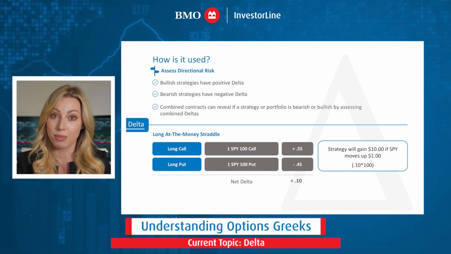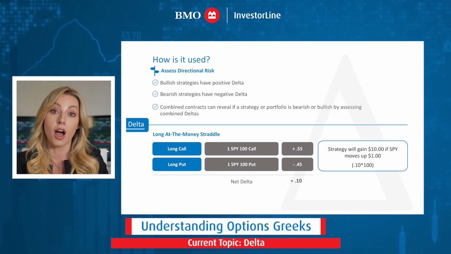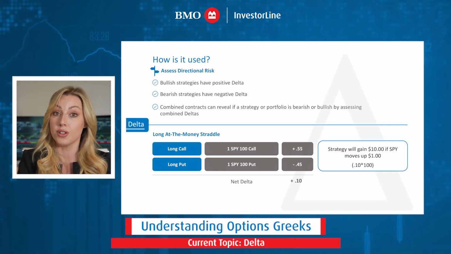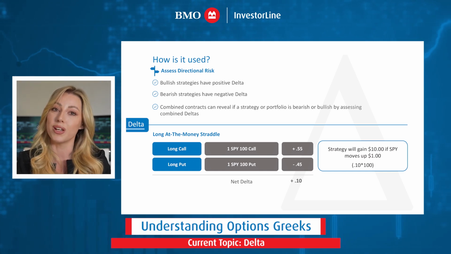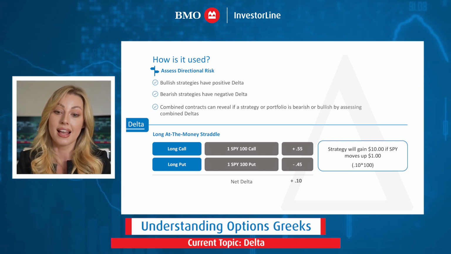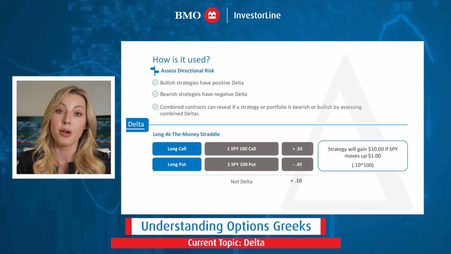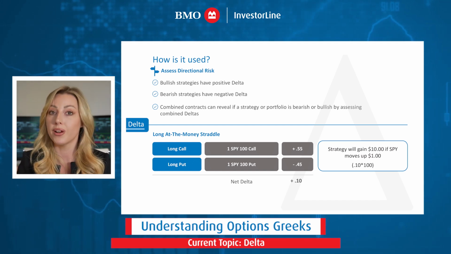So when we have these binary events, or you're trying to understand market direction, an at-the-money straddle is often used, but it doesn't show true market neutrality unless we adjust the deltas. So here, for example, the long call has a delta of 0.55. The long put has a delta of 0.45. Since a long put is bearish, it's a negative delta.